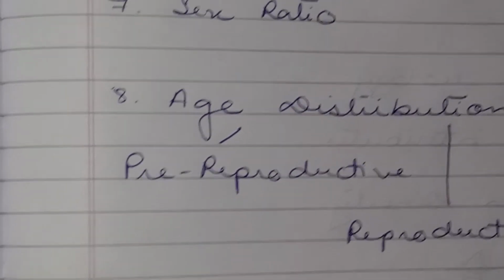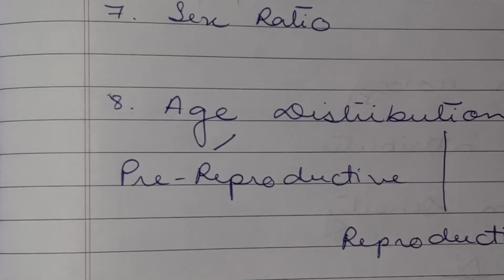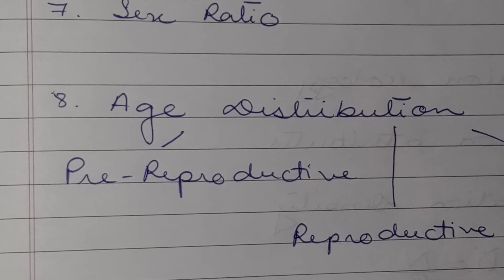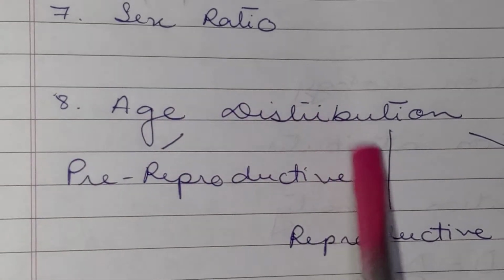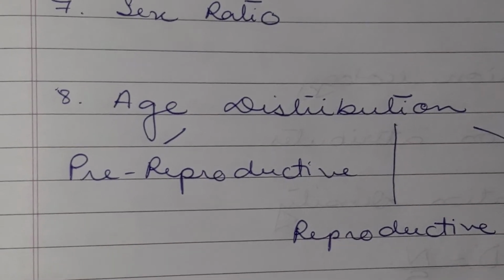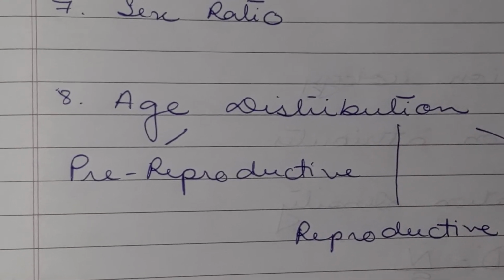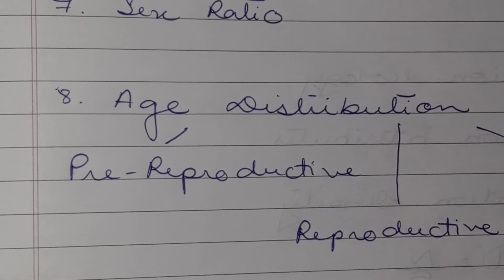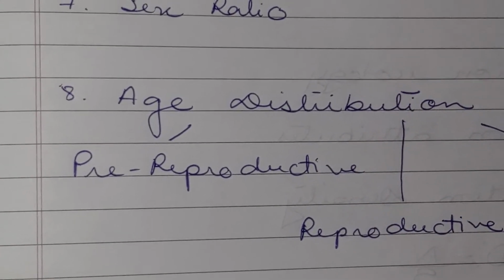Age distribution: here we normally find three ecological ages: pre-reproductive, reproductive, and post-reproductive individuals. Pre-reproductive individuals are the young individuals which have the potential of developing new individuals. They will attain sexual maturity and start reproducing, so they are the potential source of increase of a population.